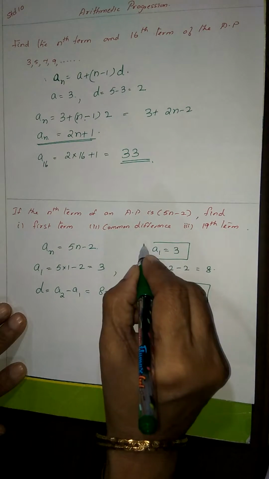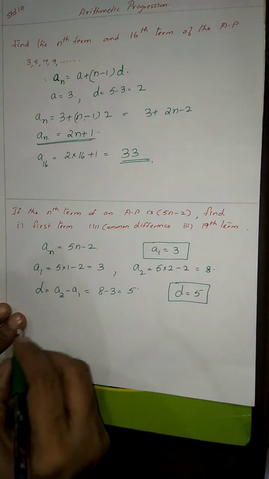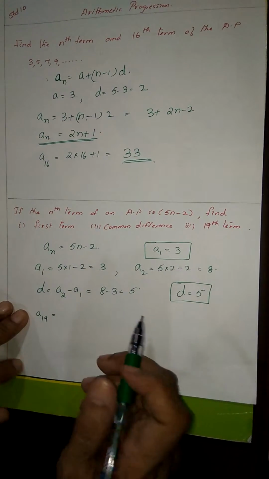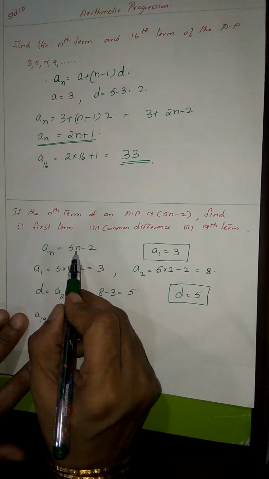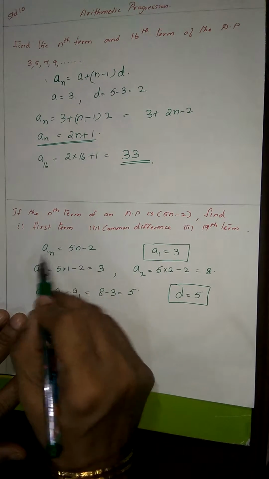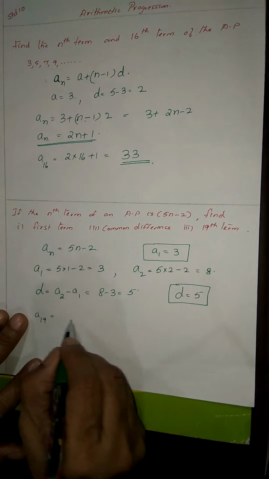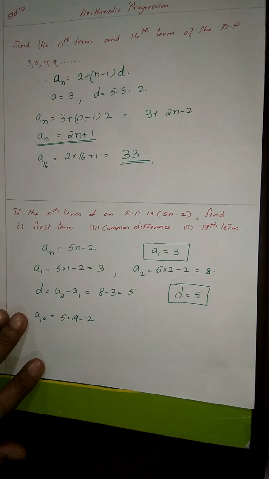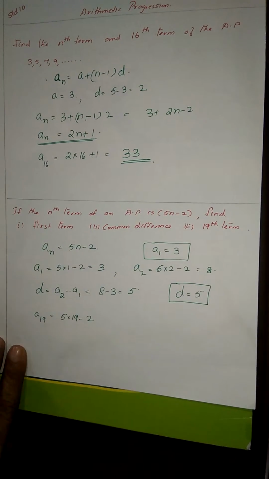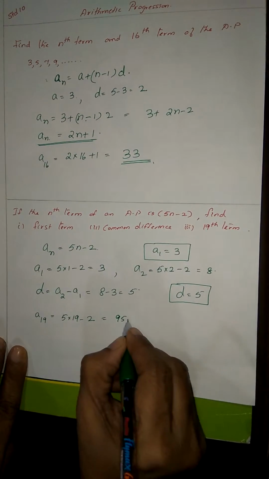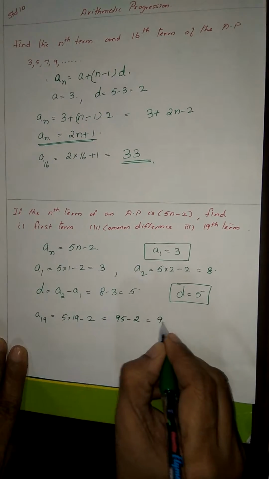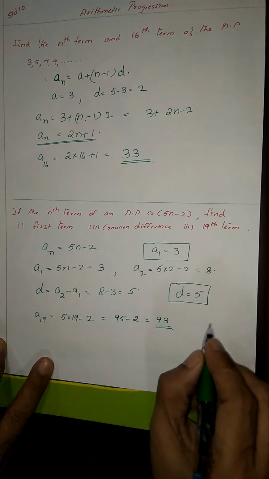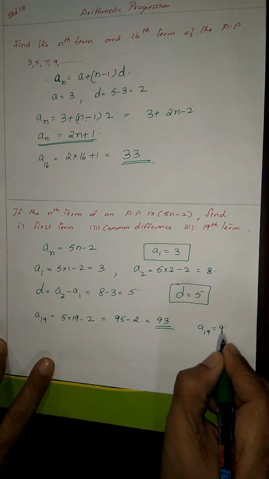Now you have to find the 19th term. So a19 is equal to, you can use the formula, but no need of using the formula. Straight away you can put 19 here, substitute 19 here, and then find the value. So 5 into 19 minus 2 is equal to 93. If you use the formula, then also you will get the same answer. We will just check it now.